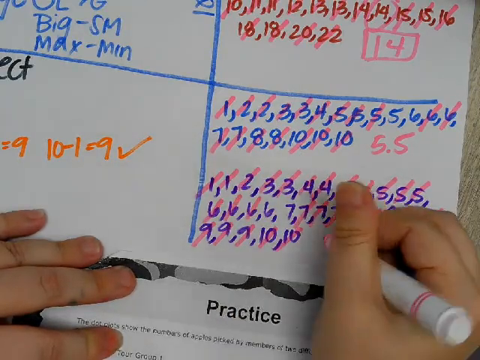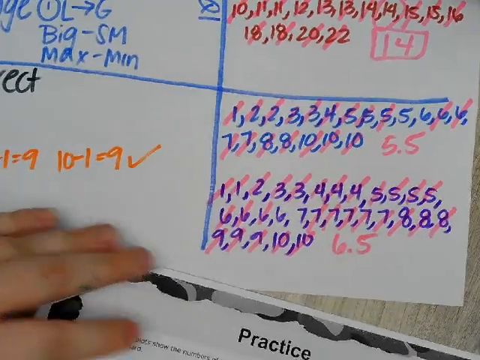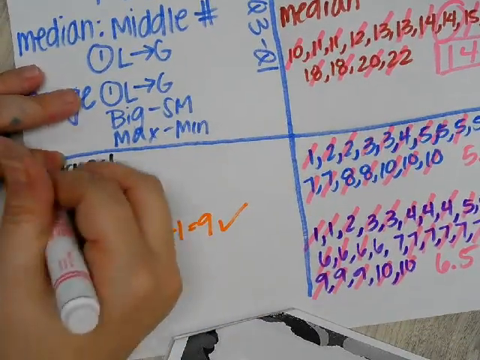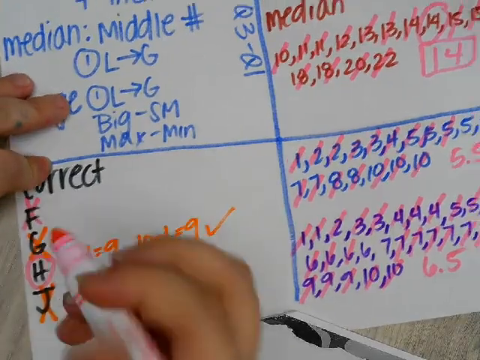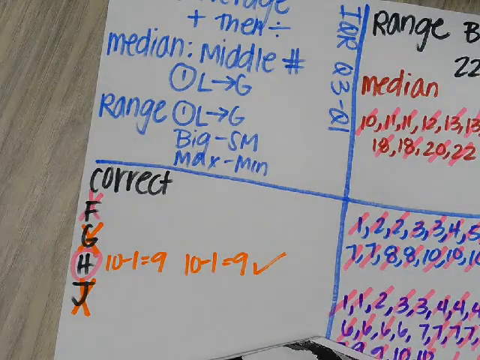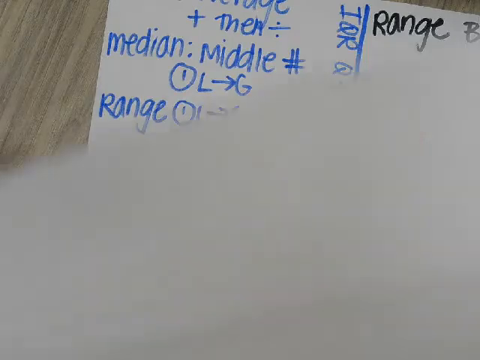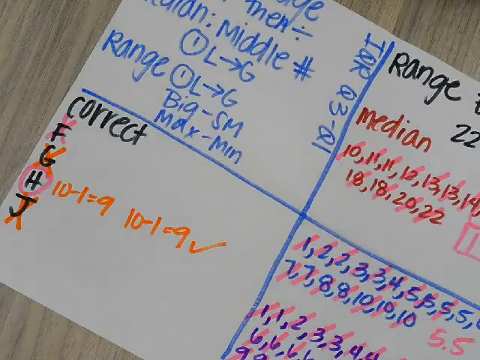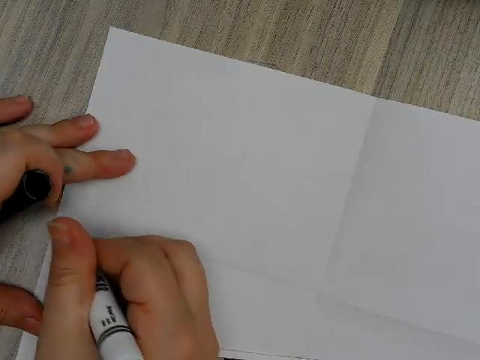Would be 6.5. 5.5 and 6.5 are not the same, so my answer is H. I'm gonna get a new sheet. All right, so I have percents. If I have percents in my next problem, that means I'm going to be making a proportion.